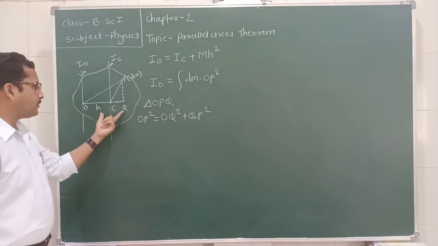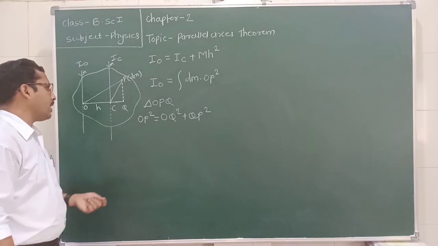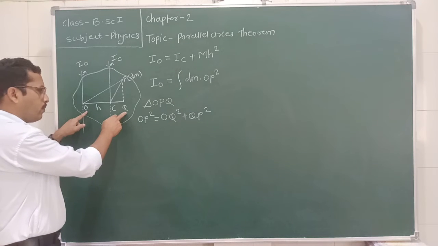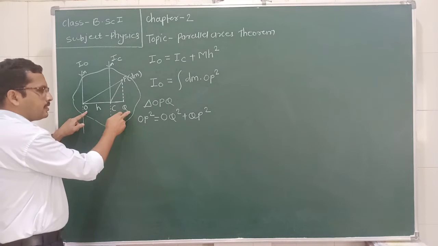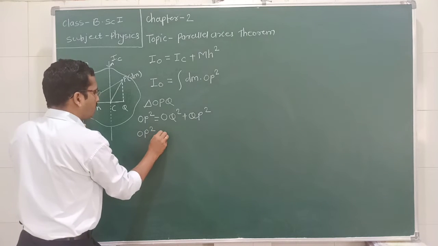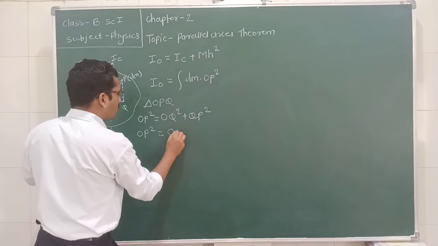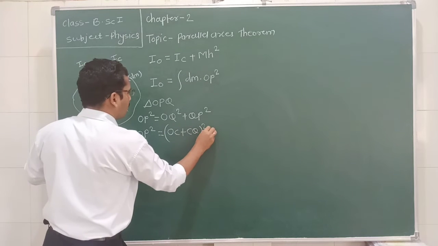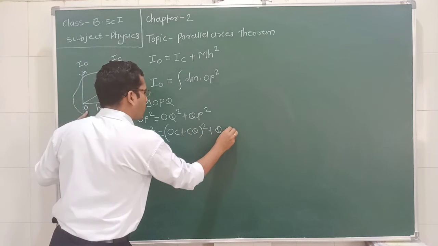But as we observe from this diagram, this OQ is made up of two parts, OC and CQ. So we can write here OP square is equal to (OC plus CQ) square plus QP square.